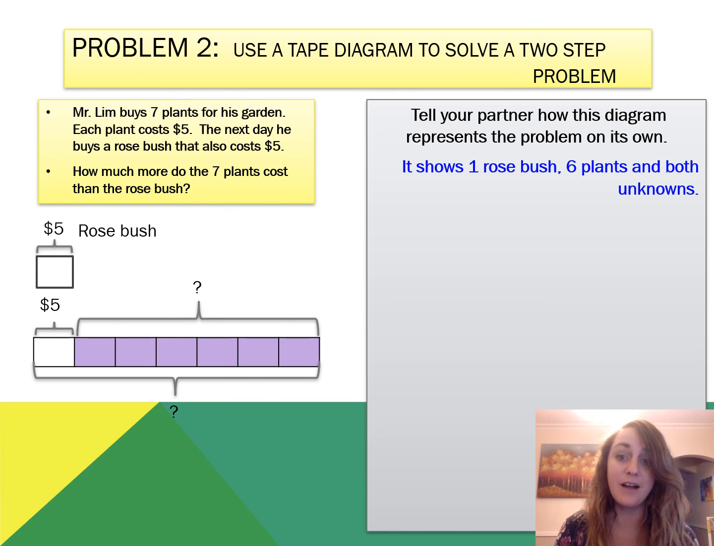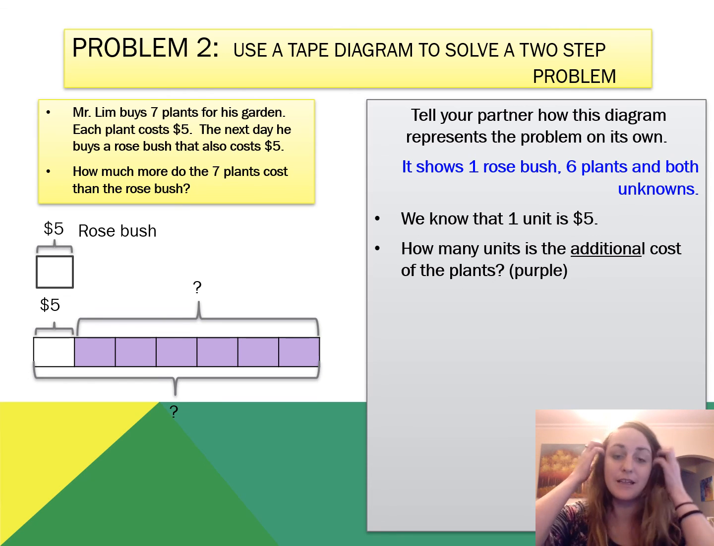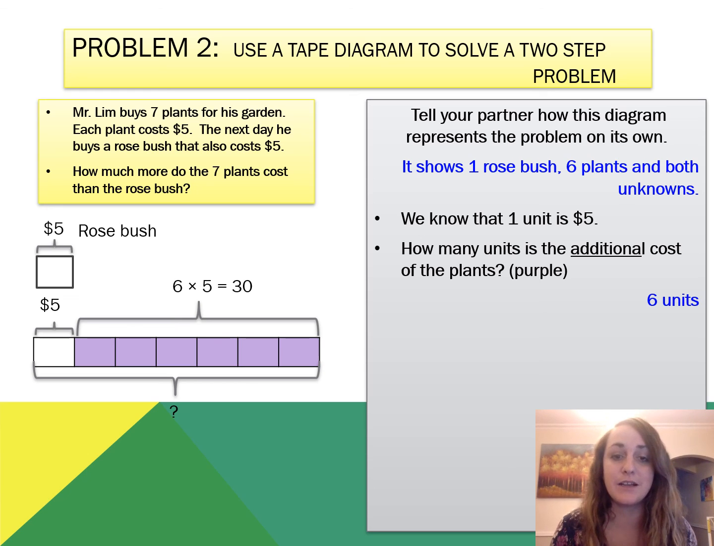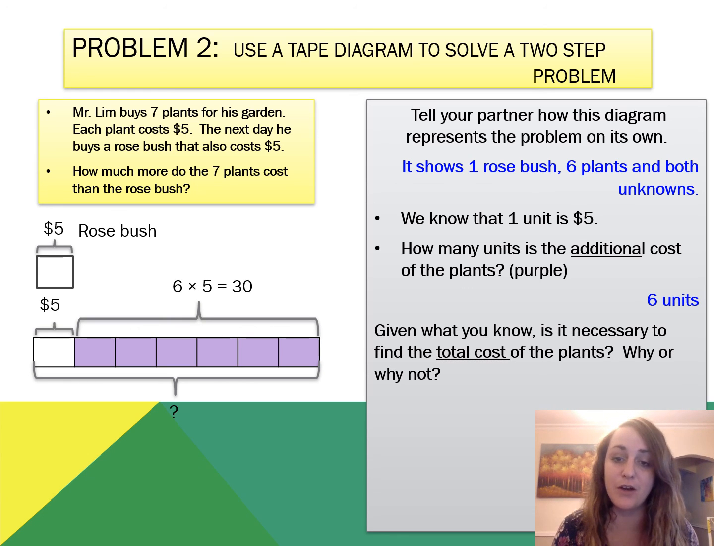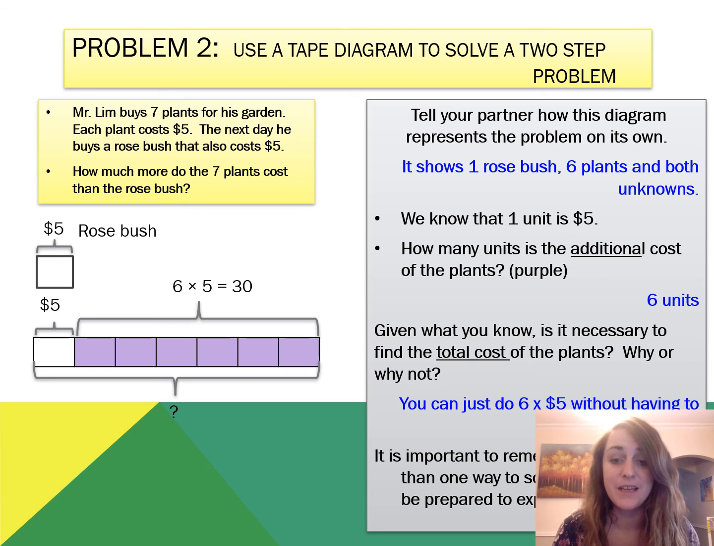not? How does this tape diagram represent the problem on its own? Well, it shows 1 rose bush, 6 plants, and both are unknown. We know that 1 unit is $5. How many units is the additional cost of the plants, the purple ones? There are 6 units. Given what you know, is it necessary to find the total cost of the plants? Why or why not? Not necessarily. You can just do 6 times 5 without having to know about $35. It's important to remember that there is more than one way to solve a problem.